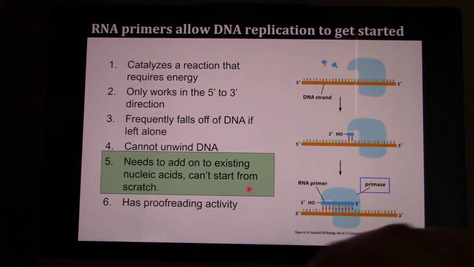We also need to add the existing nucleic acid. DNA polymerase has to have an existing nucleic acid to start. So RNA primers are made to allow DNA replication to get started. Who makes them? Primase.